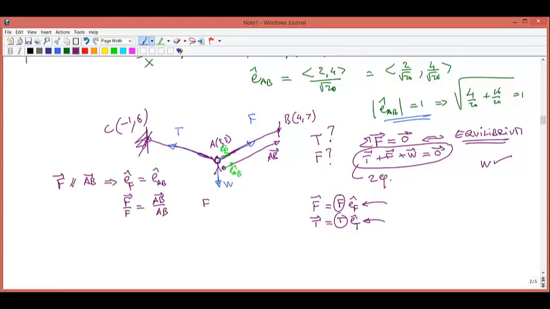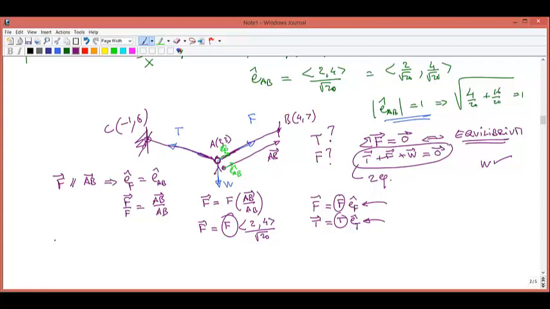Therefore, vector F can be expressed as its magnitude, which is unknown, times its direction, which is known, because now we know how to calculate the position vector. In this case, F will be the unknown magnitude. Position vector AB is final minus initial, therefore (2, 4), and we're going to divide by, again, the square root of 20. Only one unknown. Easy, nice.